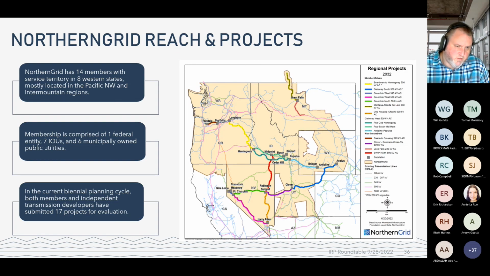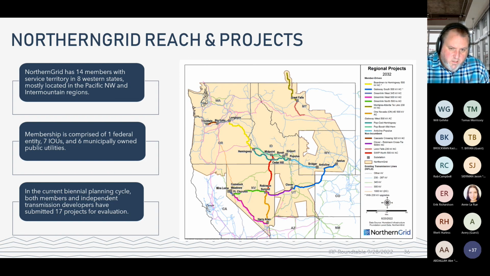And so I think I already talked about it, but just to drive the point home, PGE continues to engage in all those conversations. We were a founding member and one of the driving forces behind Northern Grid and a couple of studies I mentioned. This is the current footprint of Northern Grid, and the projects you see highlighted in there are the projects that have been highlighted as the regionally significant projects currently proposed in the Northern Grid planning process. I think a lot of people know this, but Northern Grid is comprised of 14 members, Bonneville being one, 7 IOUs, and 6 municipally owned public utilities as well.